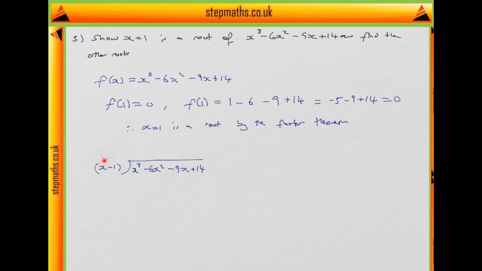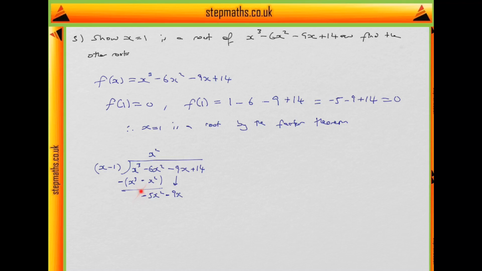So I'm going to think about what multiplies x to give you x cubed. Well, clearly the answer is x squared. So you write x squared here, and we subtract this off. We subtract x squared times x, which is x cubed, and x squared times minus 1, which is minus x squared. So x cubed minus x cubed gives you 0, and minus 6x squared minus x squared gives you minus 5x squared. And then we bring down our minus 9x.